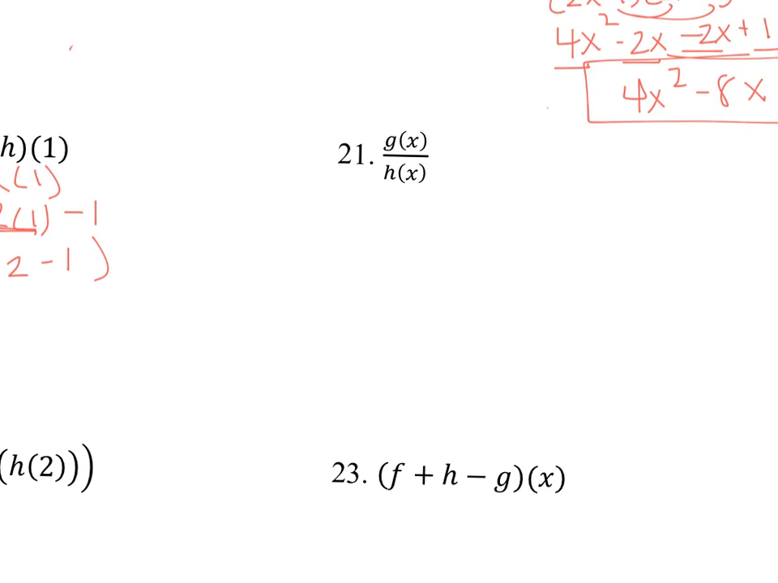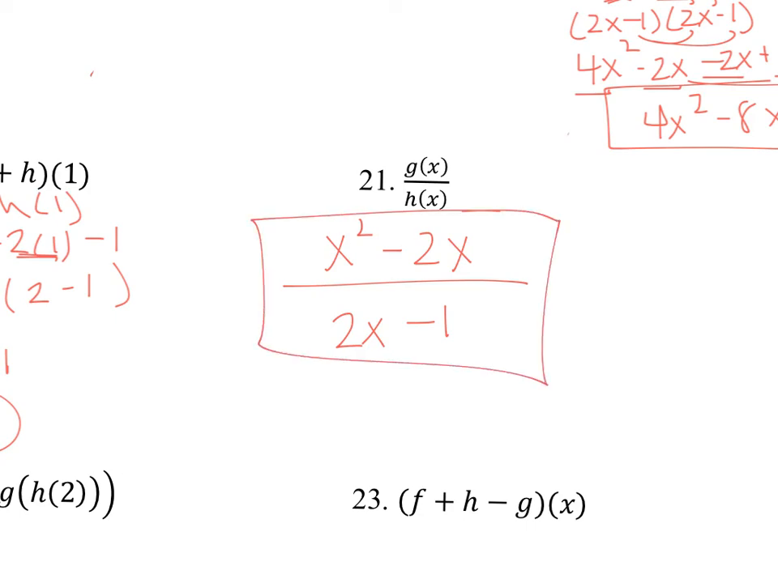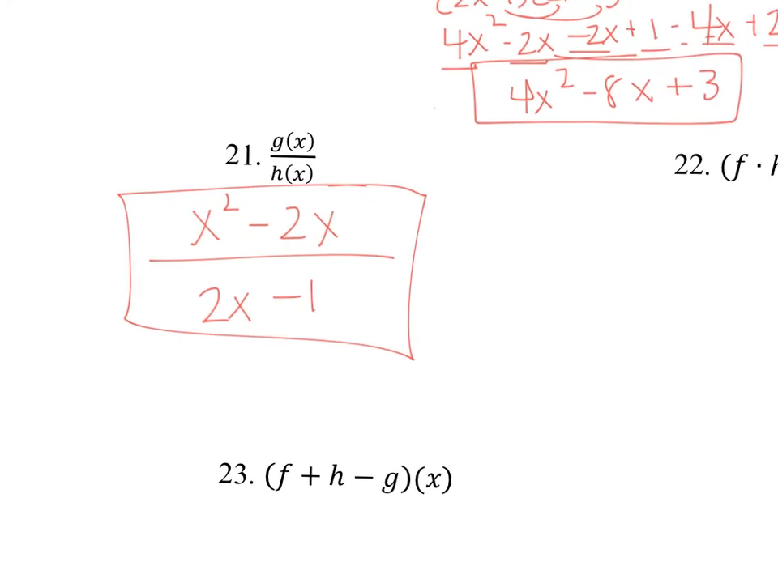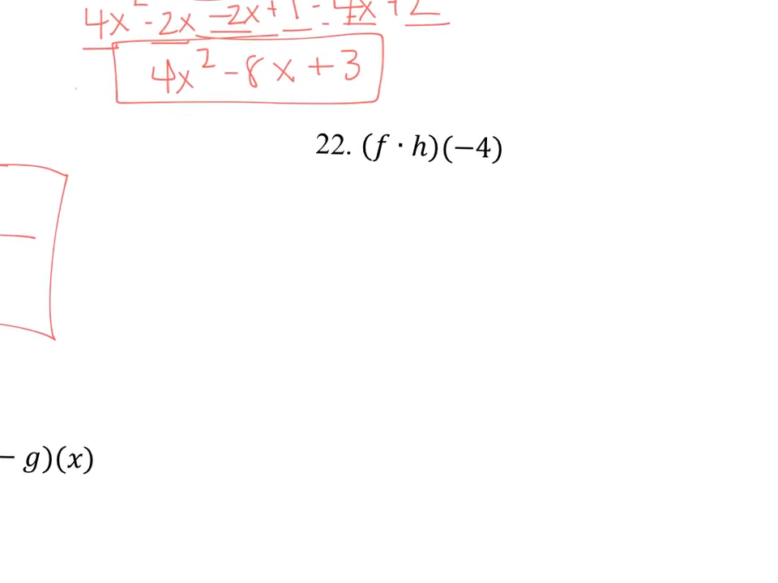g of x divided by h of x. g of x is x squared minus 2x over h of x, which is 2x minus 1. When you have subtraction signs or addition signs in a fraction, you can't cancel anything out. You're done. That's as far as you can go. The addition signs and the subtraction signs screw everything up.